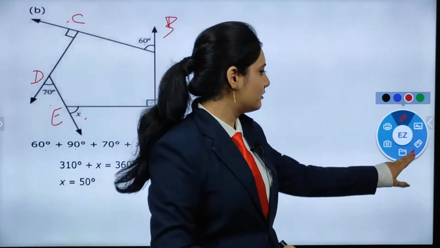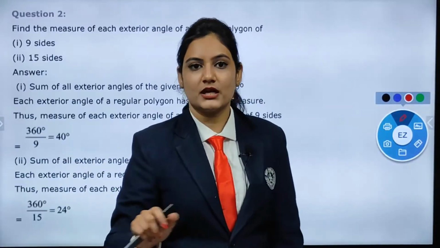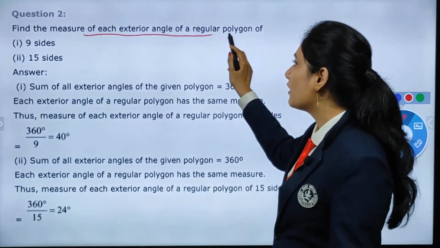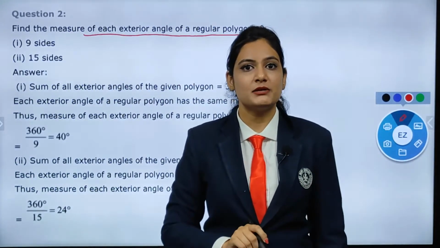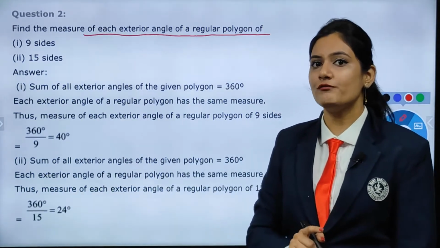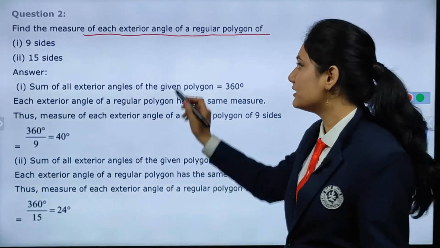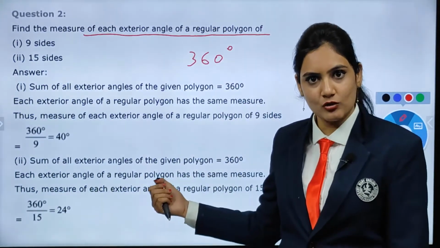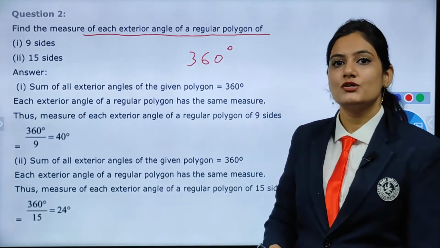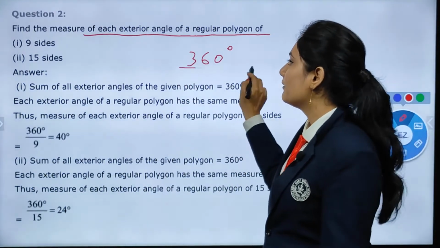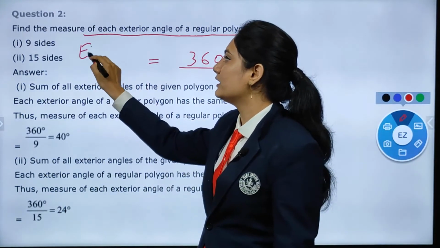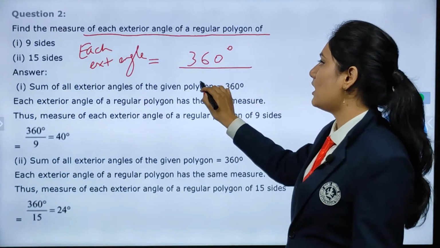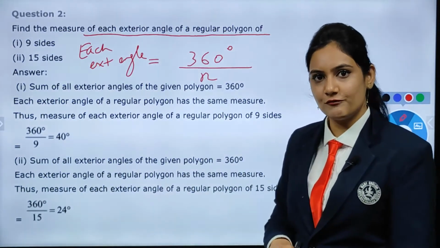Now we will move towards our second question. Second question says that find the measure of each exterior angle of regular polygon. This means what? The sum of all the exterior angles of a polygon is 360 degree, right? But each exterior angle we have to find it out when the number of sides are given. So what is the formula? You know very well. Each exterior angle is equal to 360 degree upon the number of sides. So this is the formula.